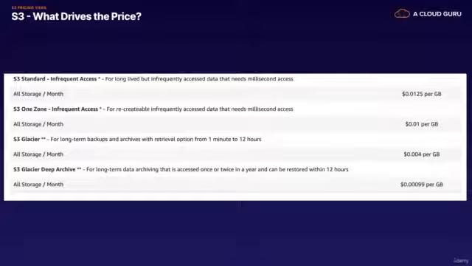We then have Glacier, so we're getting into less than a cent, at $0.04 per gig. And then the cheapest out of all of them is S3 Glacier Deep Archive at $0.00099 per gig. So that is the cheapest.